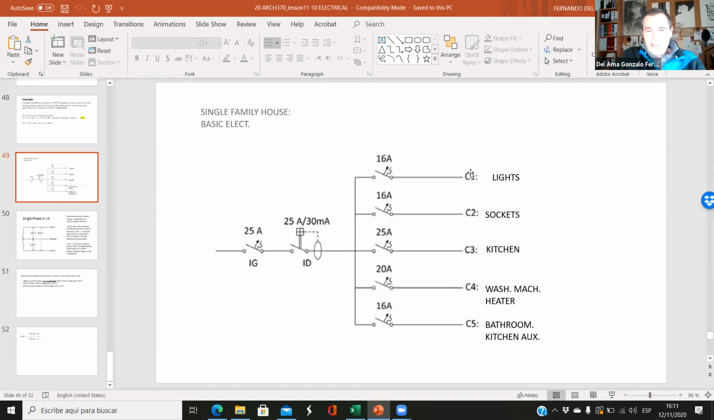And what is the criteria? Well, if we have lights, all lights should be on the same circuit. If we have sockets, all sockets will be on the same circuit. And then depending on the power of the appliances that we are connecting, we might connect different things. It depends if it's a three-phase circuit or a single-phase circuit.